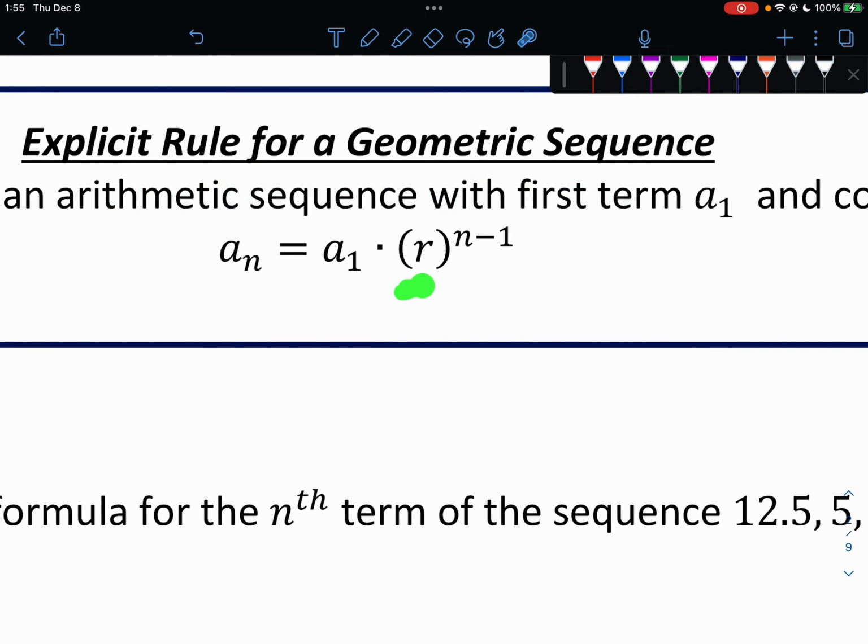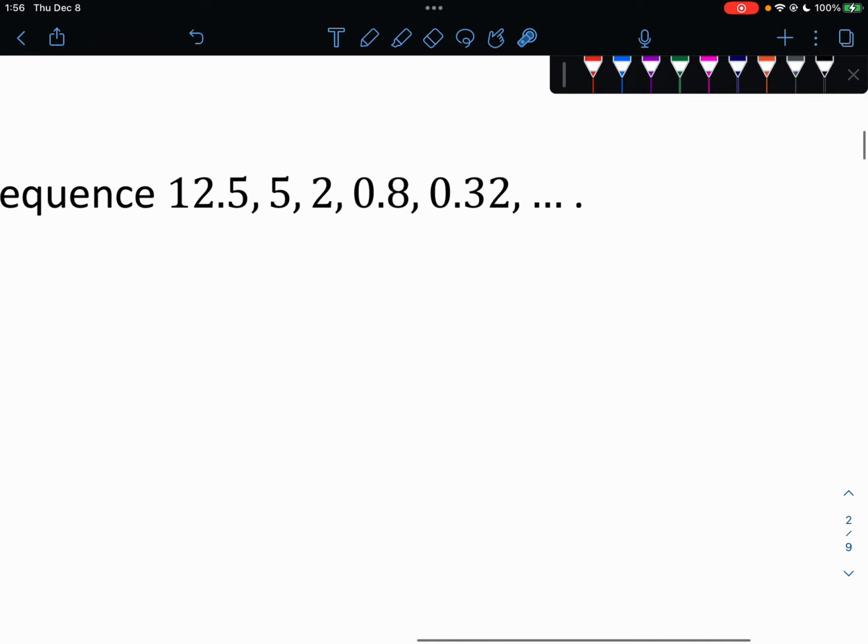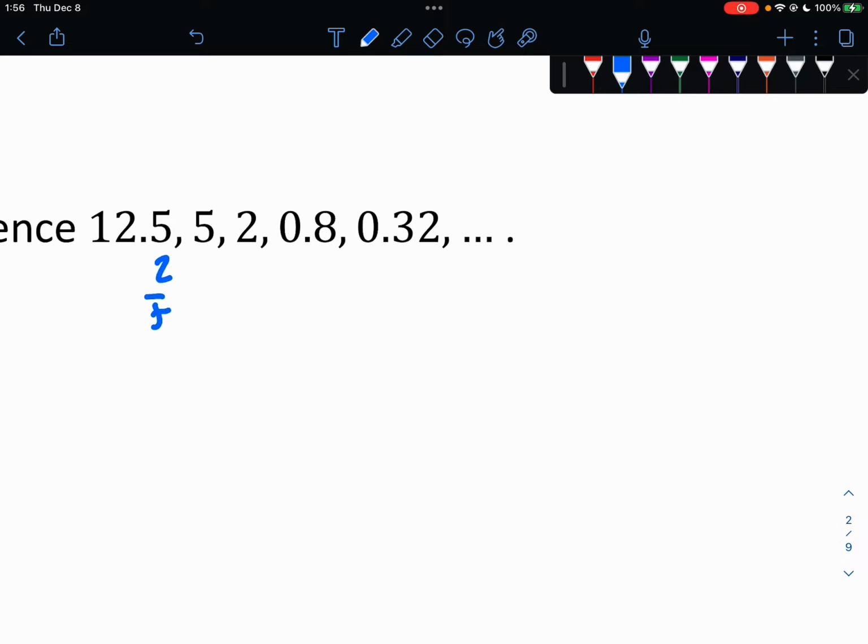So here's our first example. Write an explicit formula for the nth term of this sequence. Let's make sure it is geometric first by dividing successive terms. 5 divided by 12.5 is 2/5. 2 divided by 5 is 2/5. 0.8 divided by 2 is 2/5. 0.32 divided by 0.8 is also 2/5. So we're dividing by 2/5 each time, so R is 2/5.